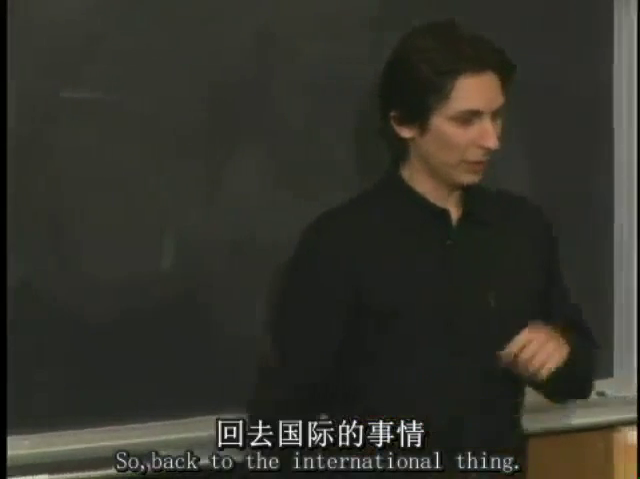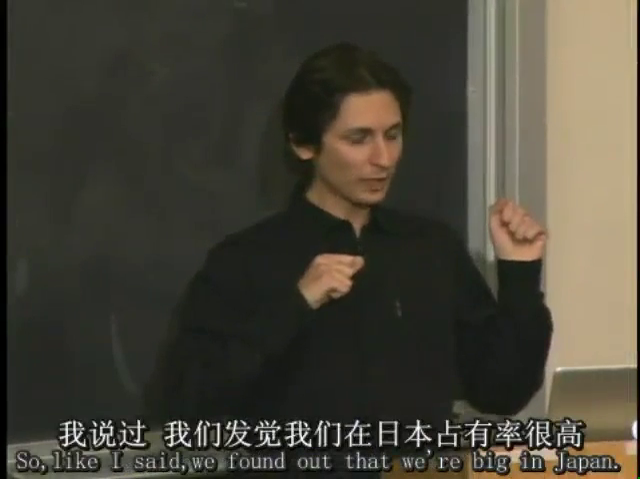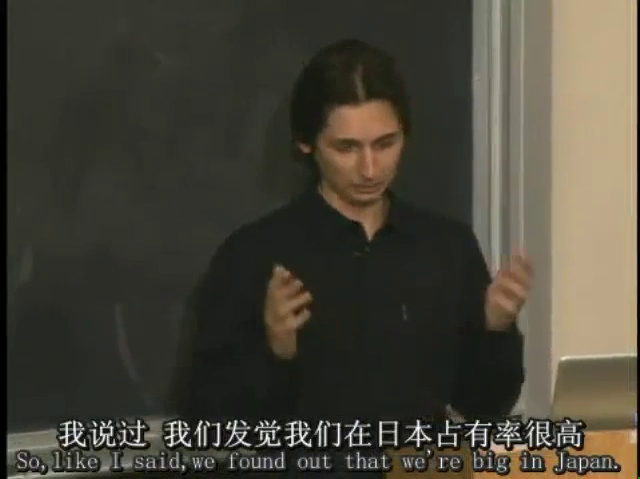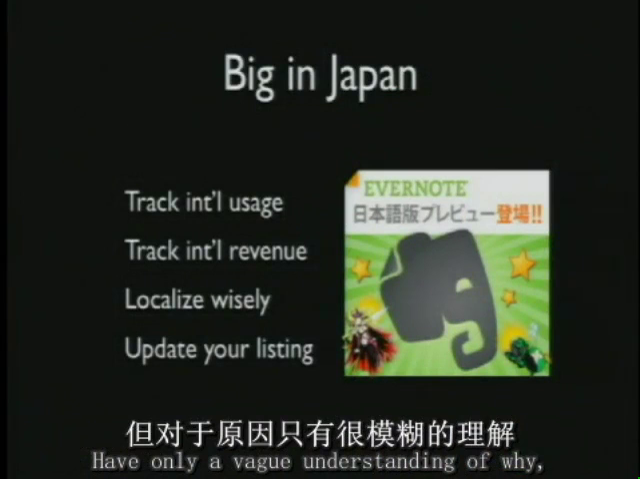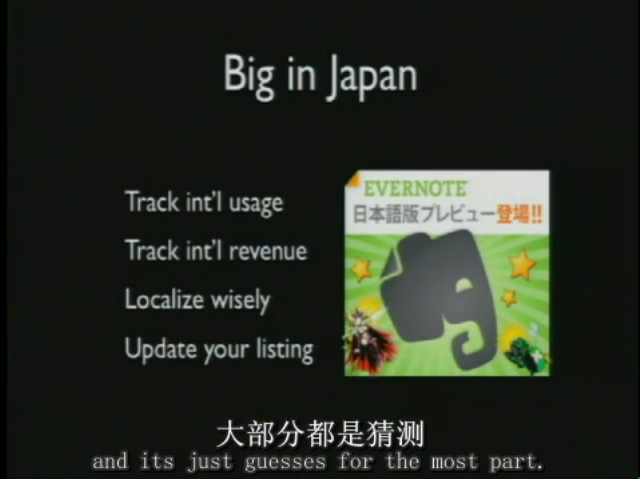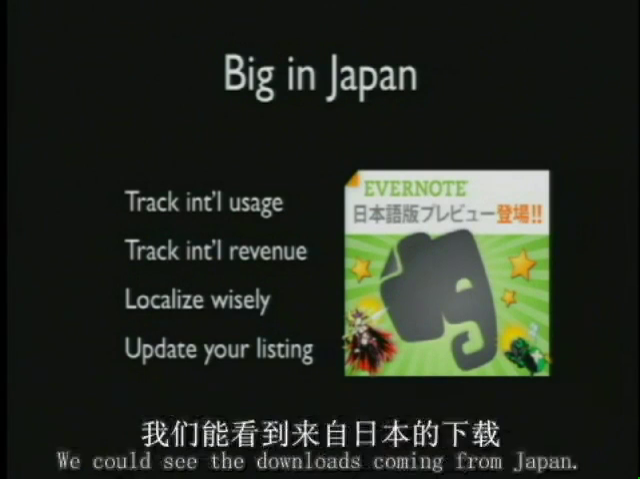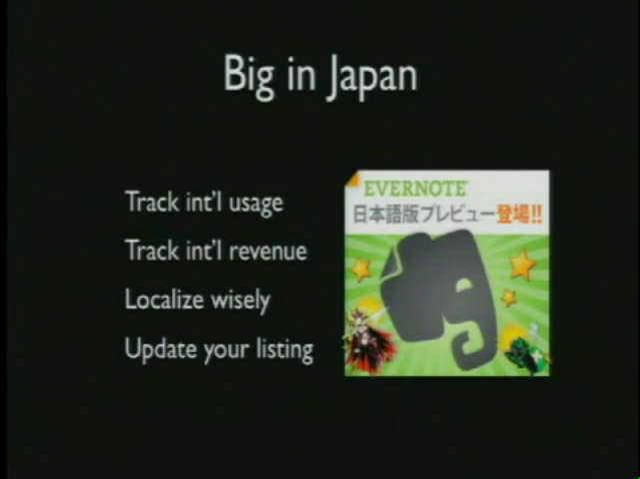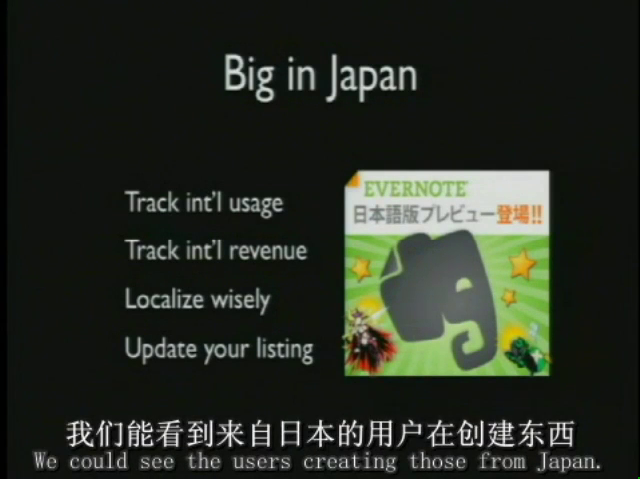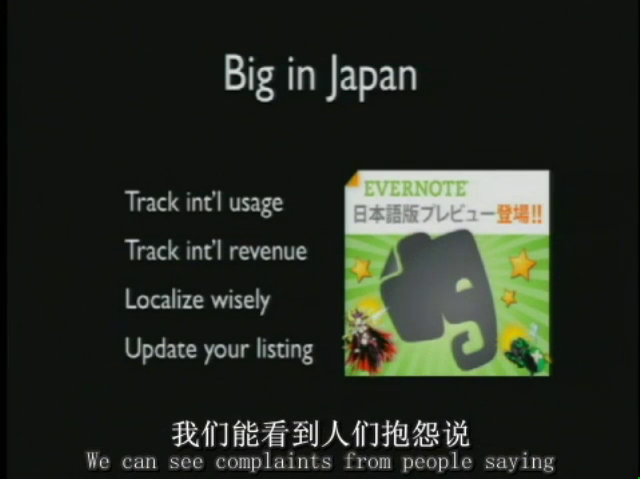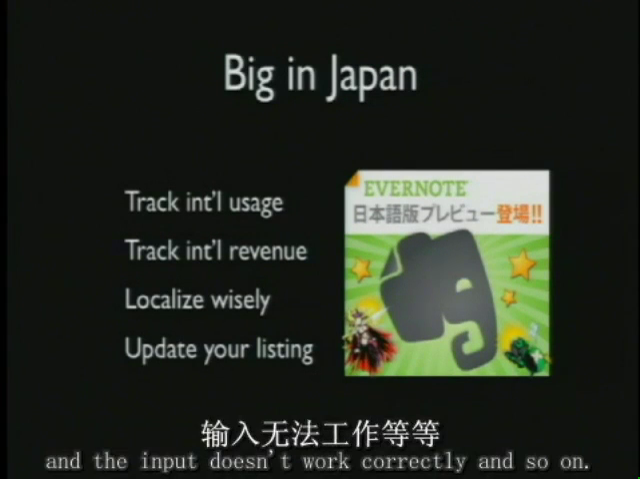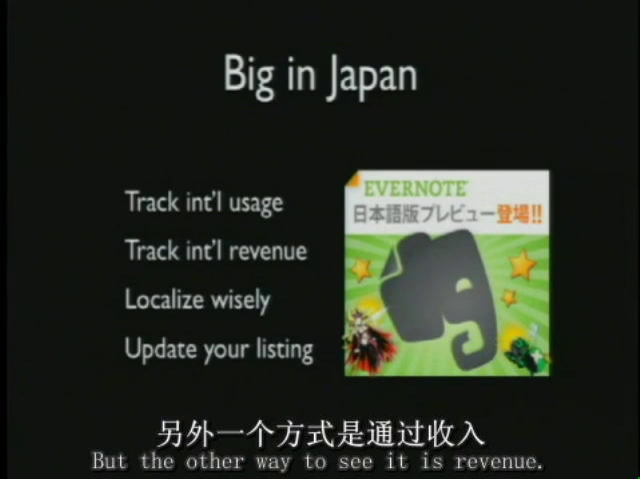So, back to the international thing. Like I said, we found out we're big in Japan. We have only a vague understanding of why, and it's just guesses for the most part. But the way we found it out is because we're tracking usage. We could see the downloads coming from Japan. We could see the users creating those from Japan. We can see complaints from people saying that the search doesn't work and the input doesn't work correctly, and so on. But the other way to see it is revenue.